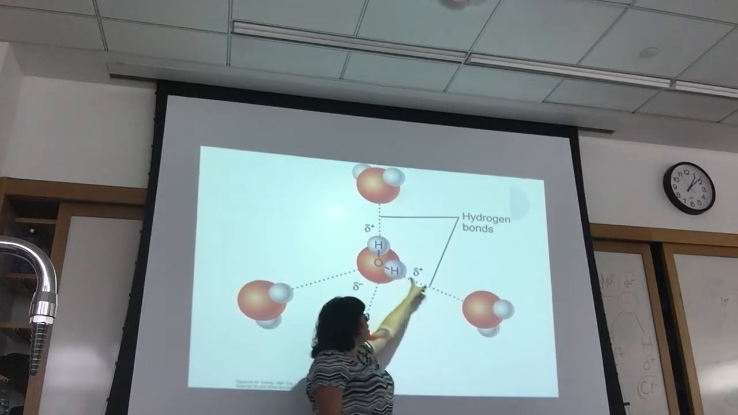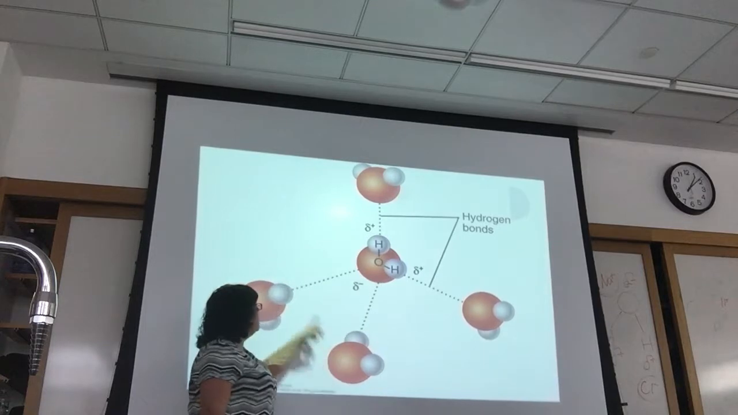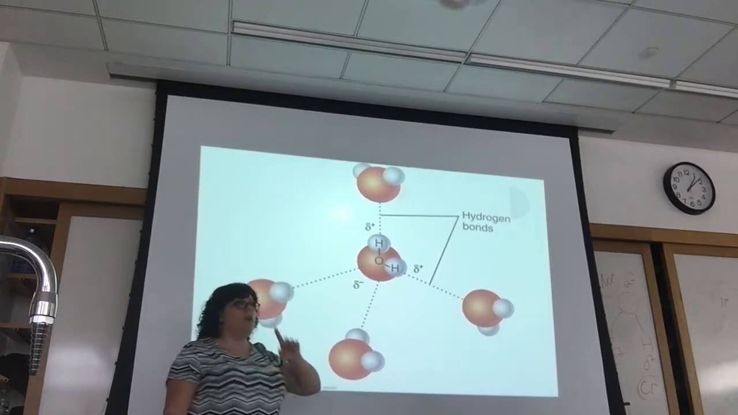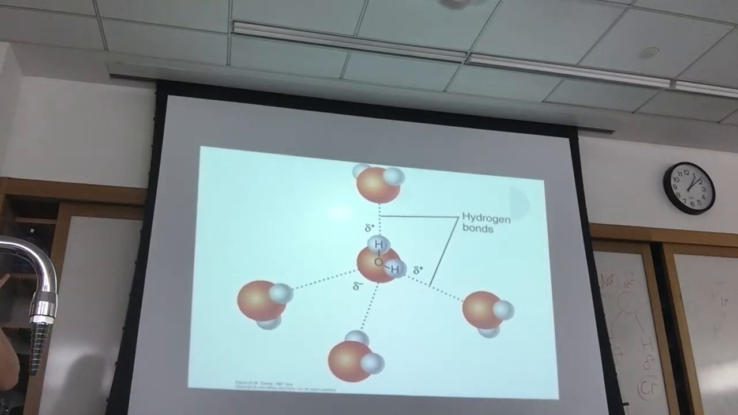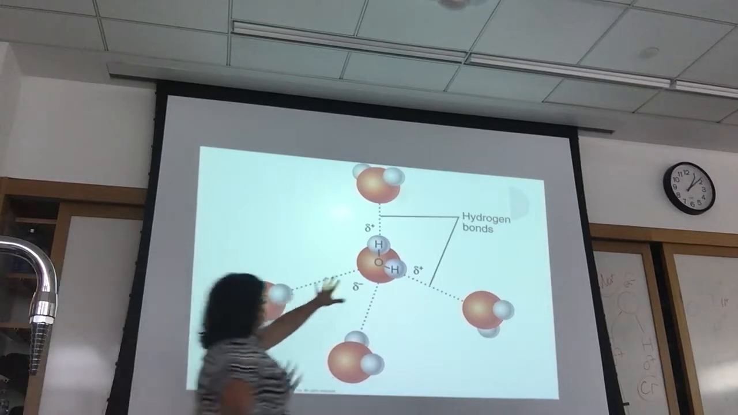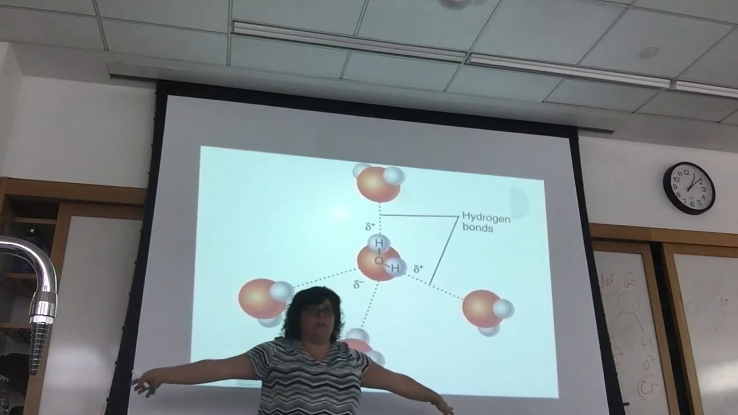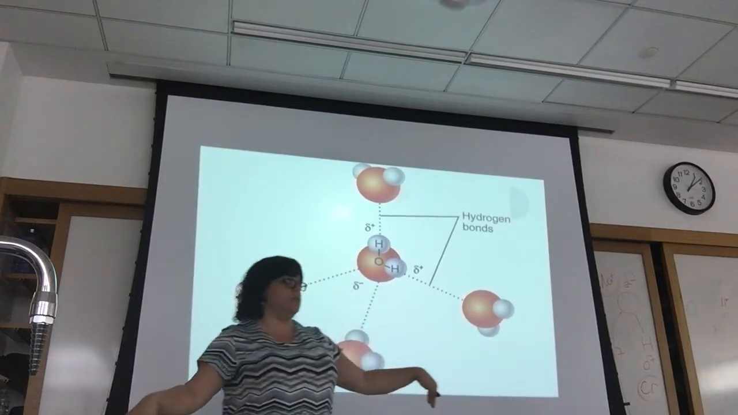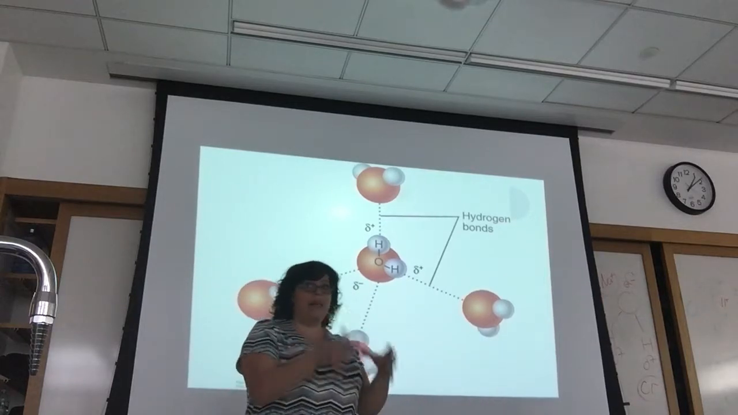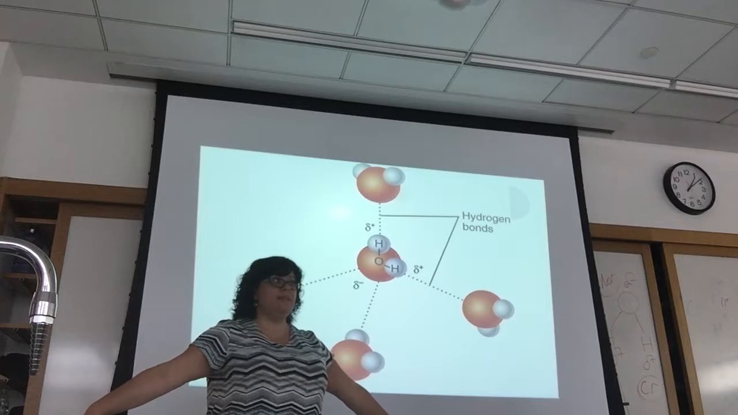And we can link one water molecule on this side, one over here, one over here, one over here. One water molecule can link to 4 other water molecules through hydrogen bonds. It's not one carbon atom and 4 other hydrogens. It's one water molecule linking to 4 other molecules. With me? Yeah?